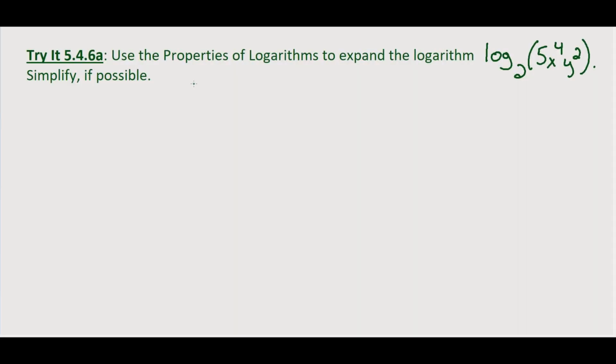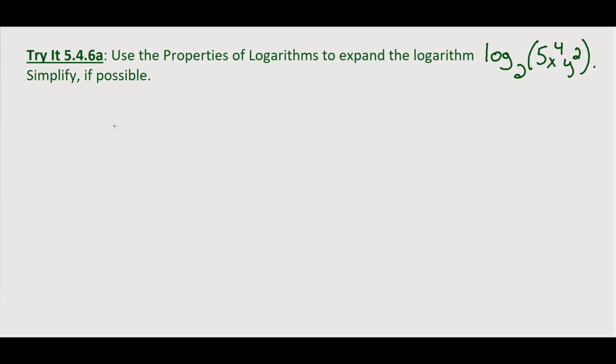So now in this problem, we are putting all the properties that we've learned together in order to expand logarithmic expressions, and then simplify if possible. In this problem, we're told to use the properties of logarithms to expand the logarithm log base 2 of 5x to the fourth y squared, and to simplify if possible.